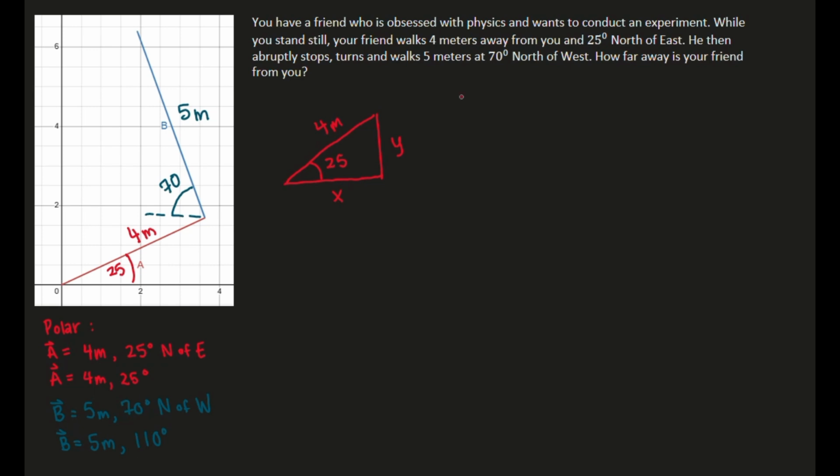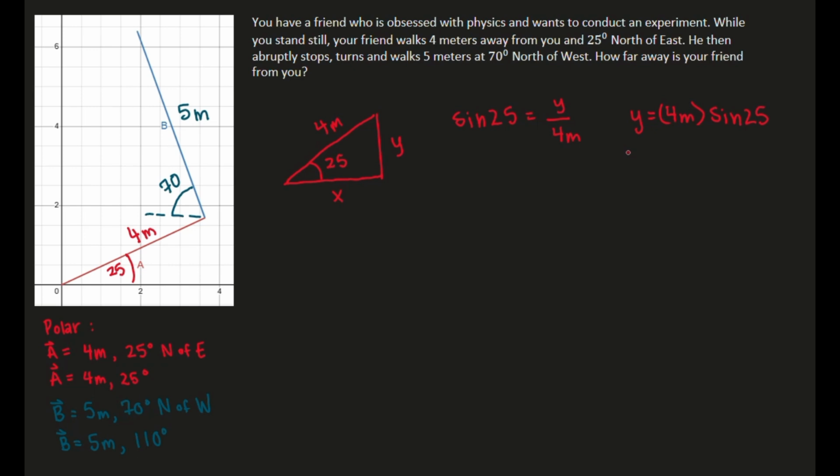So sine of that 25 degree angle is going to be equal to that y value over my 4 meters. And I can just rearrange this using algebra to solve for y. So y is equal to the 4 meters multiplied by the sine of 25. I will say an important note here. When you plug it into your calculator, make sure that if I'm using 25 degrees, that's a degree, not a radian. Your calculator's mode is in degrees, not radians. Otherwise, you're going to get a completely different number.